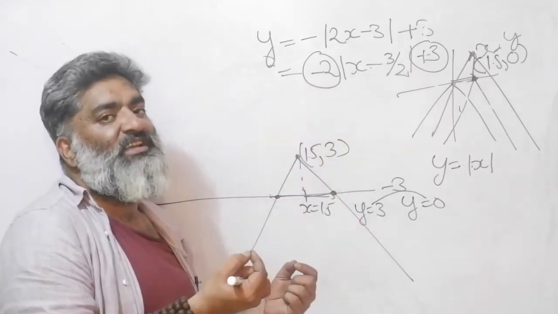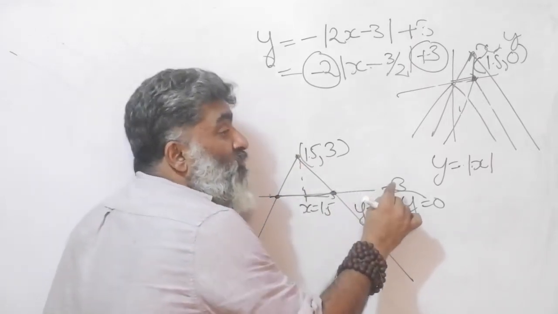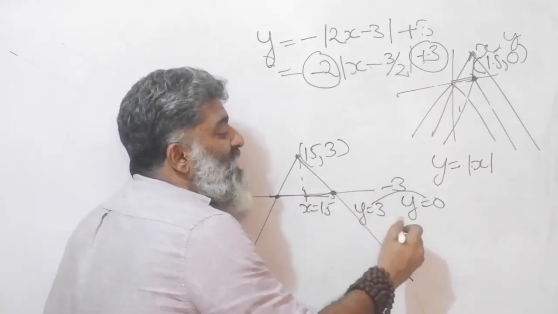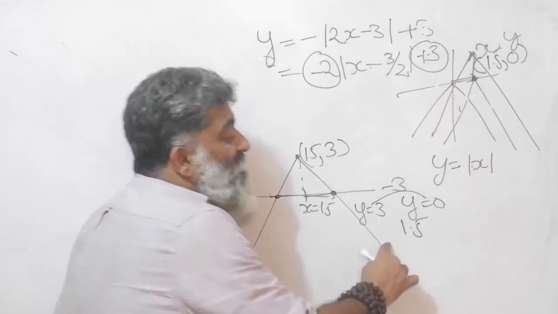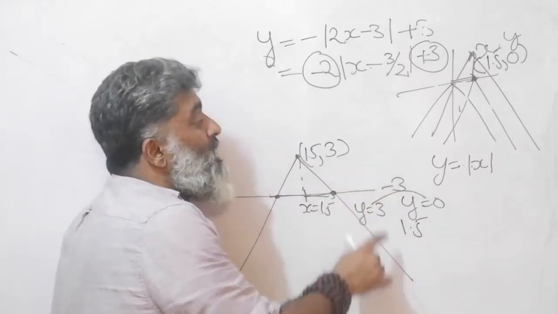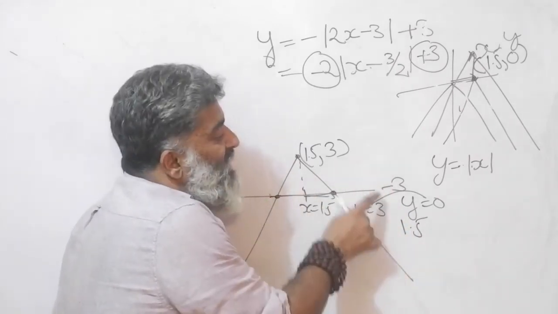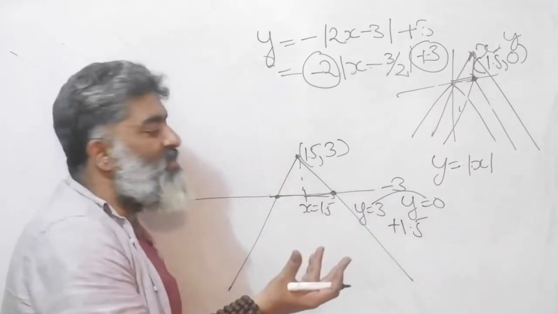For 1 unit change in x, 2 unit change in y. So you want 3 unit change in y, that means in x you will have to create a 1.5 unit change, right? X will change by 1.5, y will change by 3 units. That much is clear. But because the slope is negative, that means if y is going negative, x will go positive.